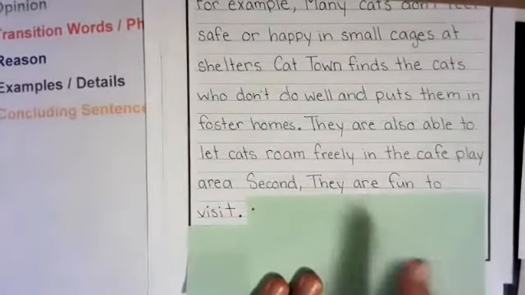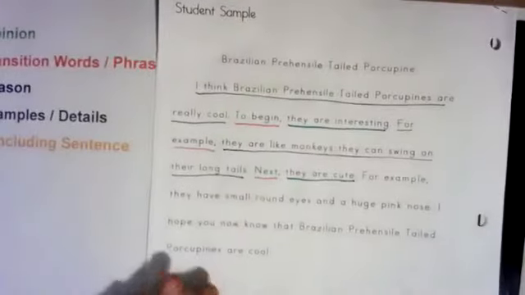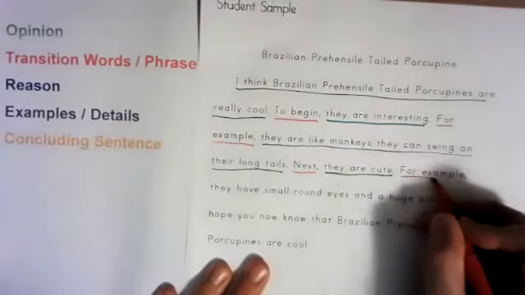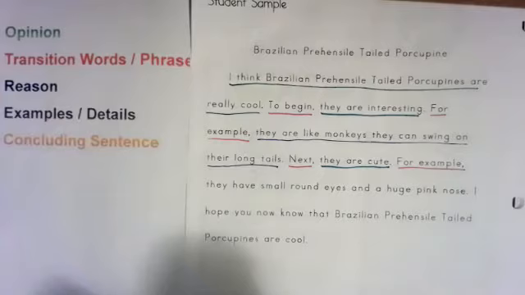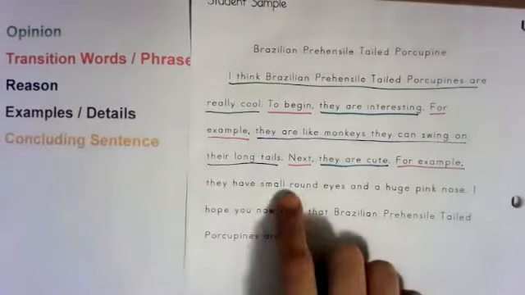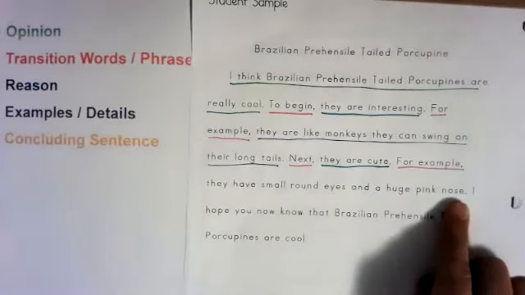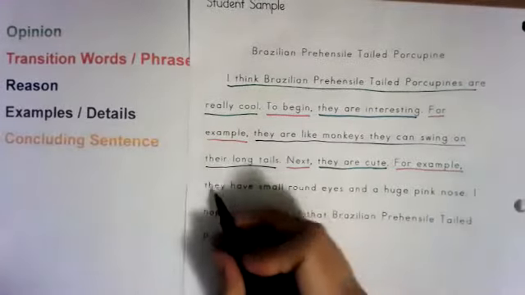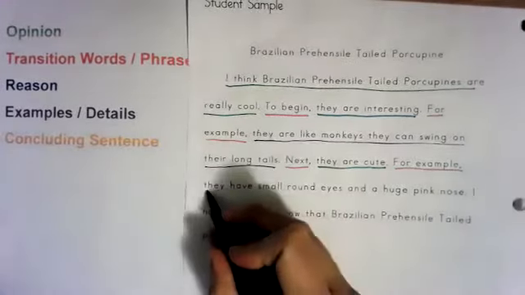Right? Okay, so now let's go back to our student example. And you probably can guess what's coming next. We're going to be looking for examples of how they are cute. Let's see what they tell us. Here's a transition word. For example, I guess that's a phrase. There's a phrase that they're using. For example, they have small round eyes and a huge pink nose. Sounds like a good example of them being really cute. I'm going to go ahead and underline that purple.